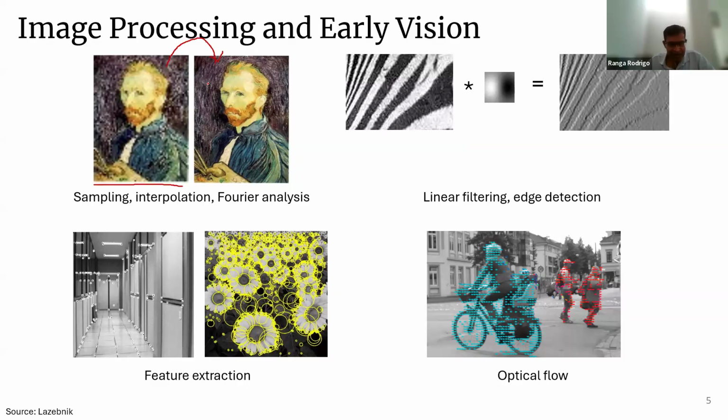So zoom the image. When you want to do that, we have to think about the sampling and interpolation, right? So Fourier analysis is also a part of this, but we will not discuss that too much. Then we will talk about the second topic, that is linear filtering.